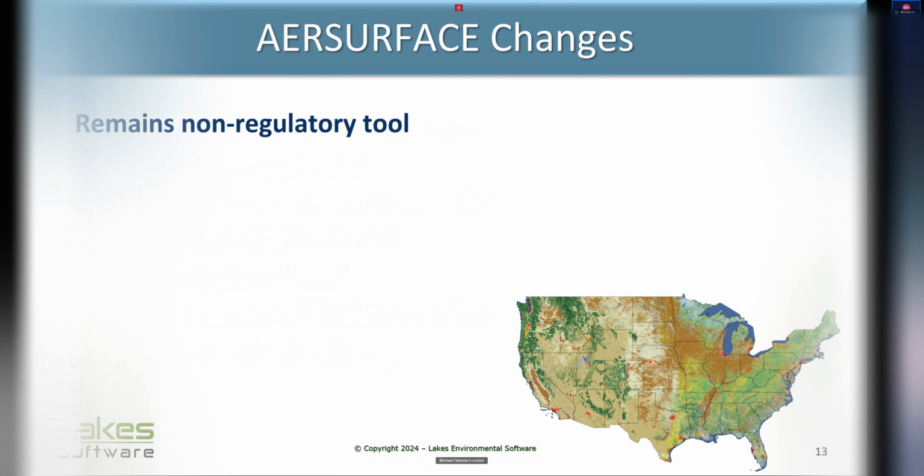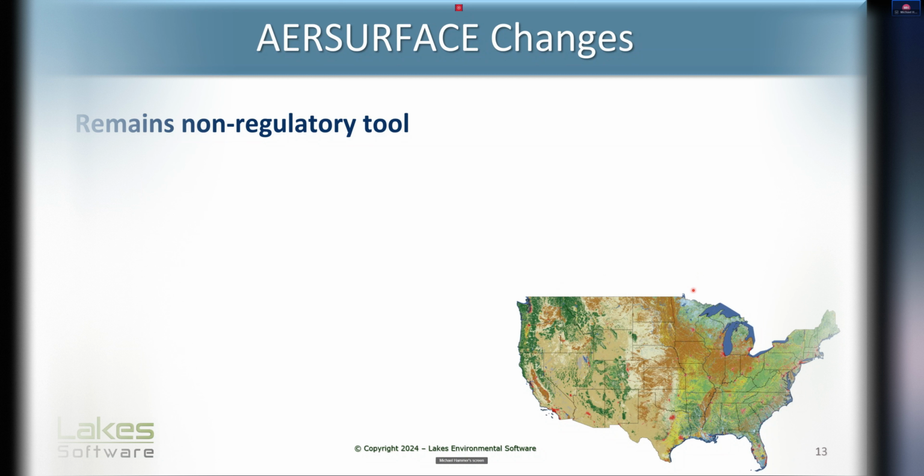In addition to the AERMET changes, there are changes to AERSURFACE as well. Now, AERSURFACE is a non-regulatory tool that assists modelers in calculating surface characteristics that must be included in the AERMET processing. These include surface roughness, Bowen ratio, and albedo. AERSURFACE works by reading digital land cover data files and calculating the appropriate surface characteristics for a particular location.